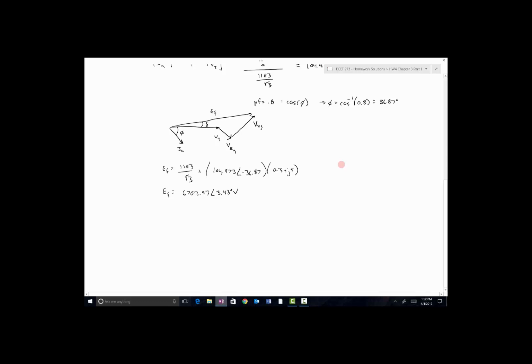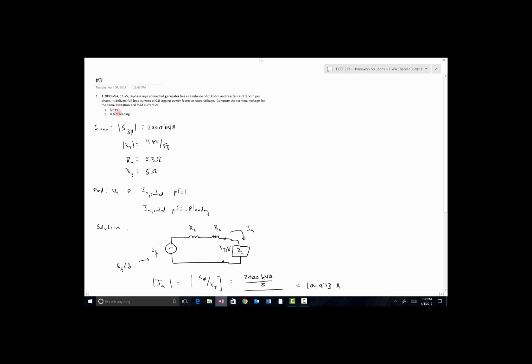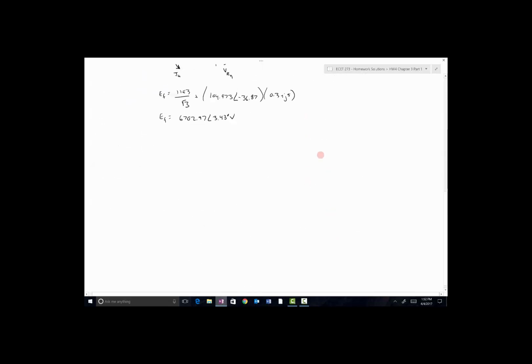And so what we want to do is calculate what happens. I believe in part A it says, what happens if the magnitude of the current stays the same, but the power factor of the load goes to unity. So in part A, what's going to happen is IA is going to be equal to 104.973 at an angle of 0 degrees.